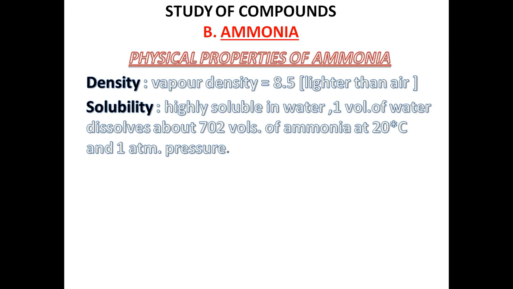It sounds really amazing that 1 liter of water, very little, you can imagine a 1 liter bottle, a bottle whose capacity is 1 liter, like the Bisleri bottle that we purchase while traveling, can dissolve 702 liters of ammonia, provided the temperature is 20 degrees Celsius and pressure is 1 atmospheric pressure. That means ammonia is highly soluble in water.